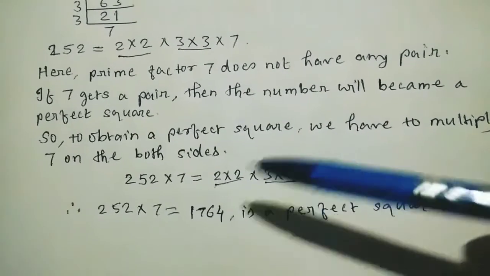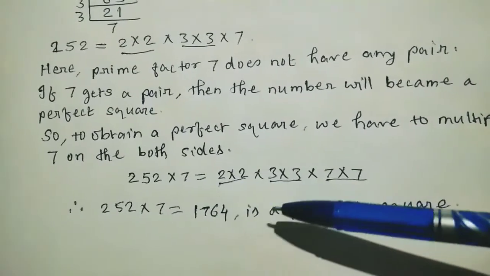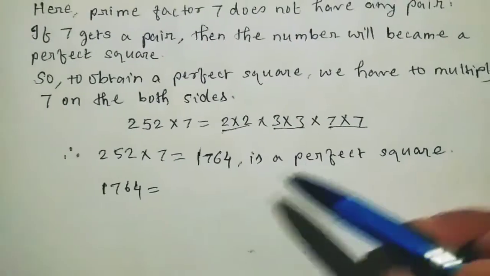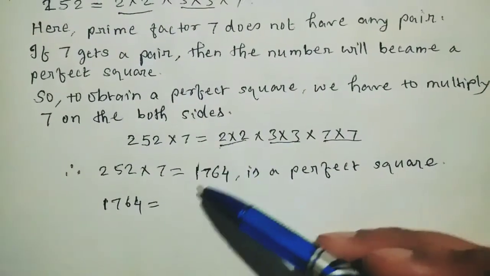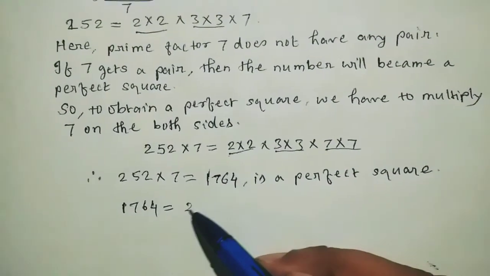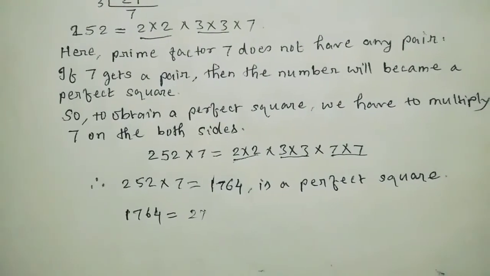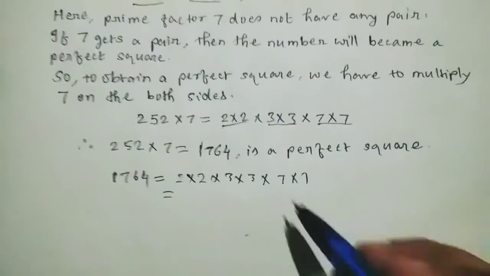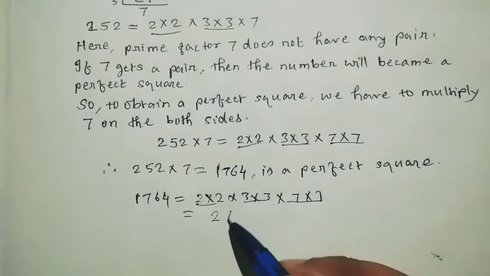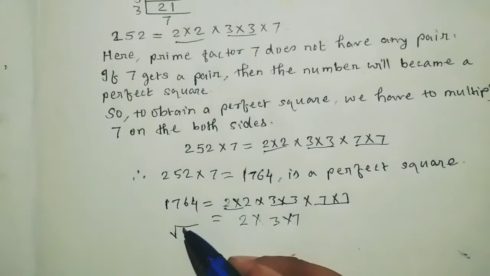In the next part, it was written to find the square root of this perfect square. So now we'll find the square root of this perfect square by the prime factorization method. So this 1764 can be written in prime factors. How? You have to write this here again, because when you multiply with 7, this only becomes it. When you factorize it also, this only becomes it. So now make the pairing. Same here, 3 and 7, 7. So 2 into 3 into 7. So this is the square root of 1764.